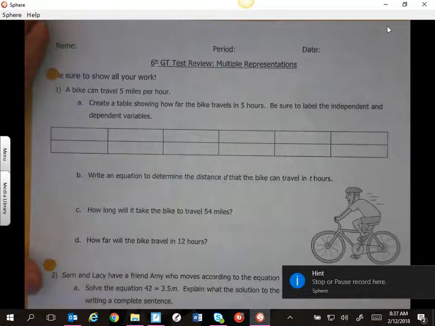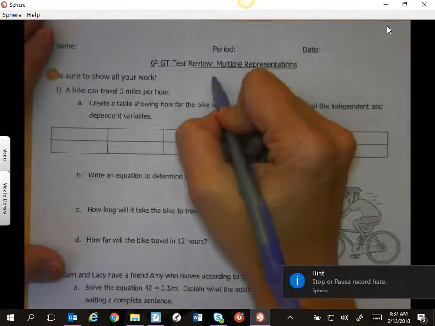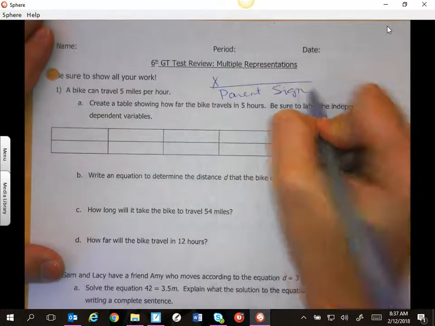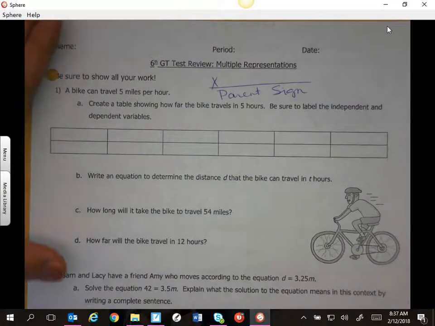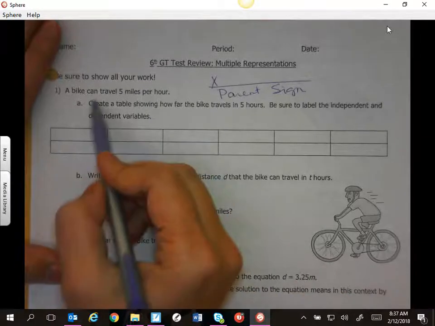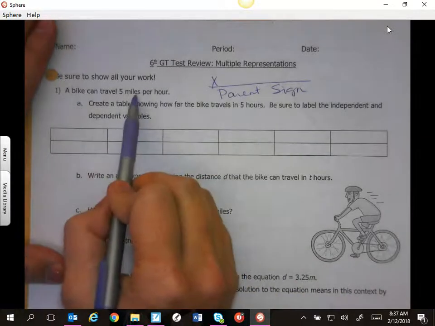Tomorrow we have a test over multiple representations, so make sure that after you've gone over your review, you go ahead and get it signed by your parent. We've talked about a lot of different vocabulary in this unit, so we need to make sure we're very, very clear on it. A bike can travel 5 miles per hour.